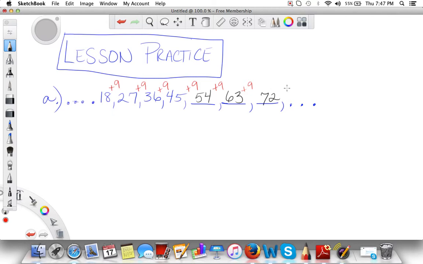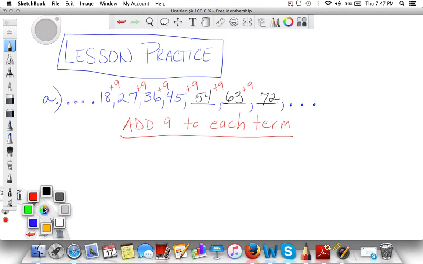Okay, and we can continue this sequence. We can even find the terms in the sequence that are before 18 if we subtract 9, but we won't go that deep into it. So our rule here would be add 9 to each term. Okay, we're going to add 9 to each term. That is our rule. It says state the rule of the sequence and find the next three terms. So we did that. So let's move on to B.